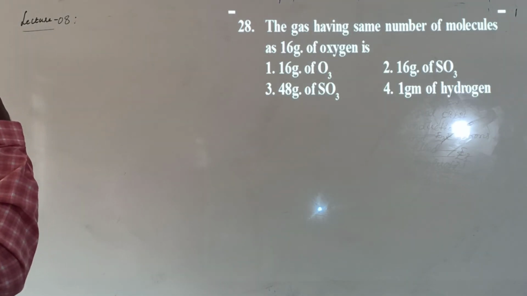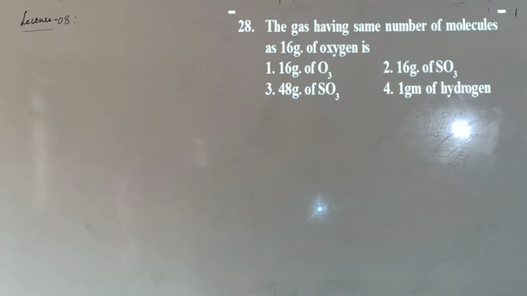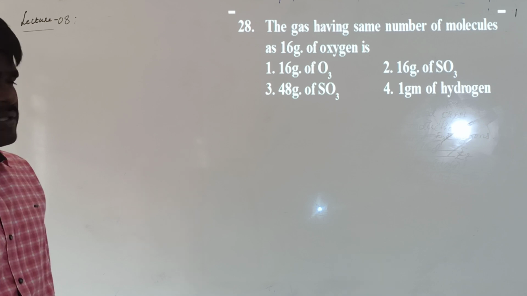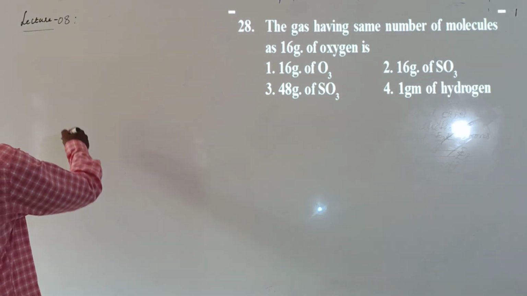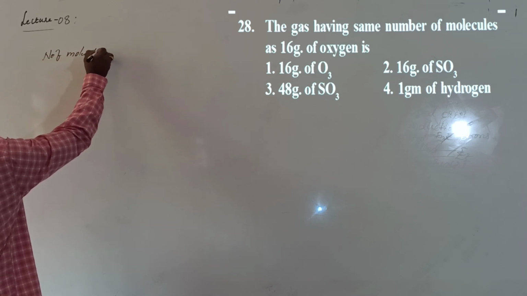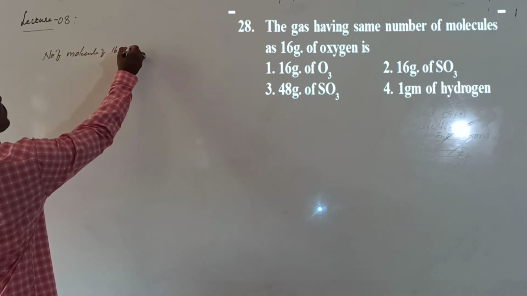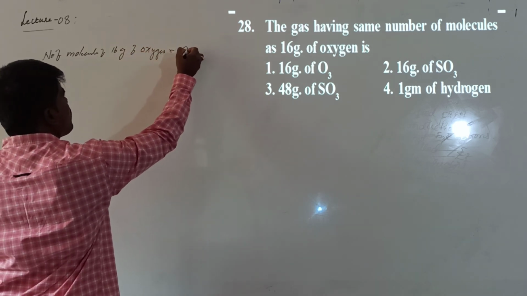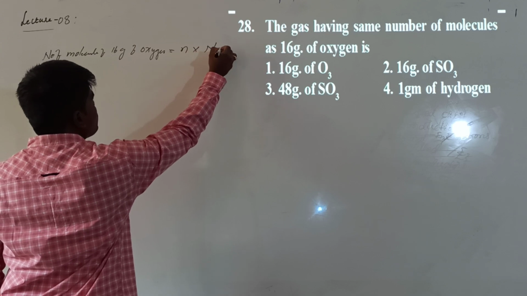The gas having the same number of molecules as 16 grams of oxygen. First of all, calculate the number of molecules of 16 grams of oxygen. How much is it? How to calculate? Number of moles into Avogadro number.